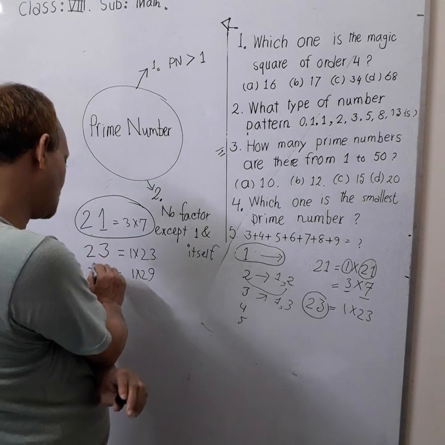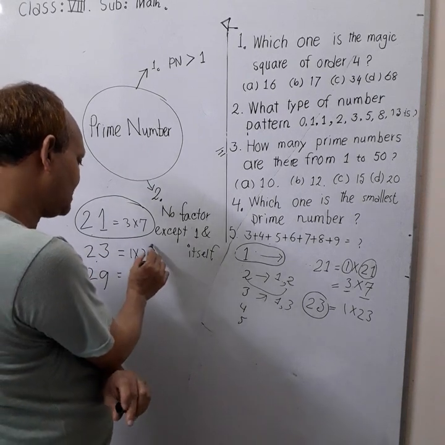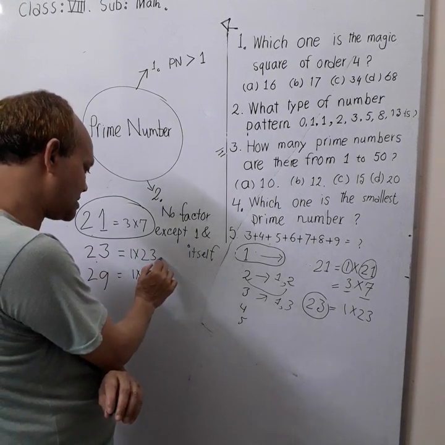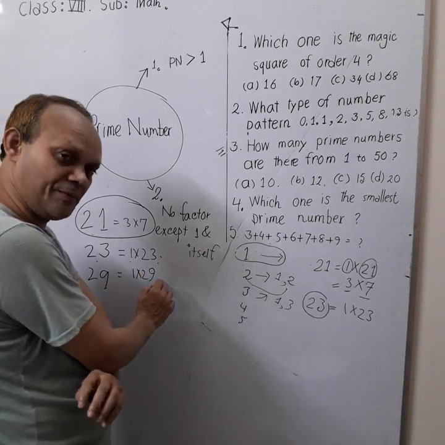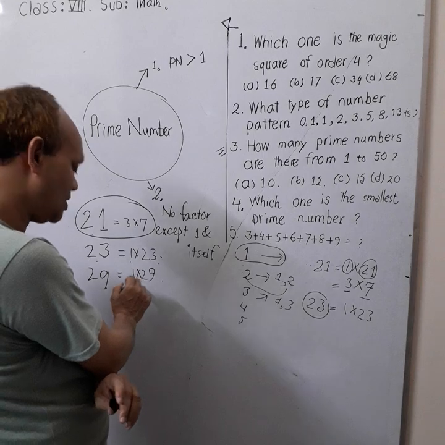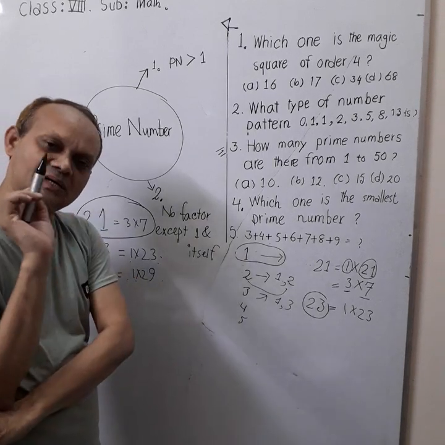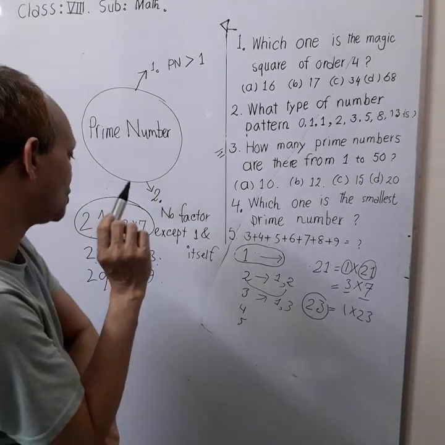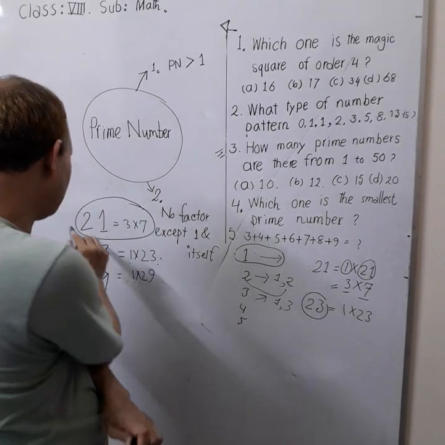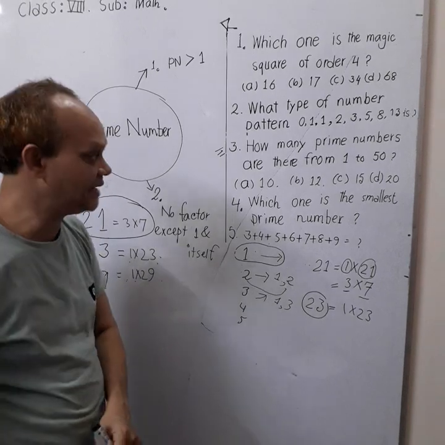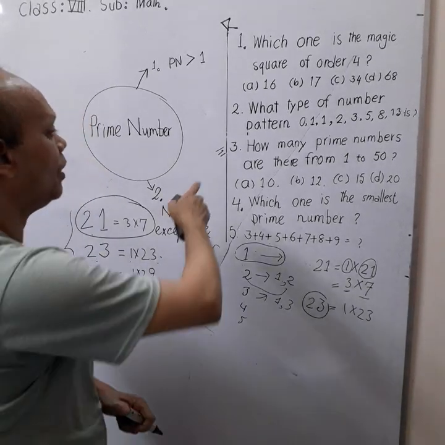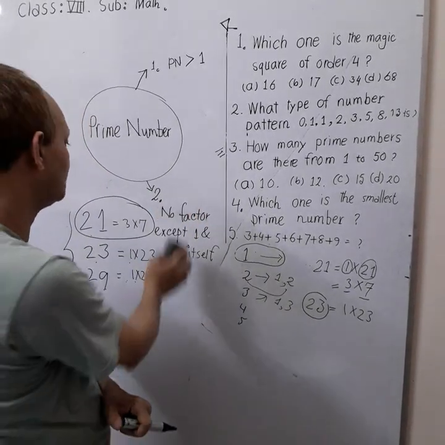But here you see 23 does not have any factors except 1 and 23, and 29 does not have any factors except 1 and 29. So if the question comes like which one is not a prime number, then I think you can find it out very easily. Okay, fine, thank you. So I think you have already got the answer to question number 3.